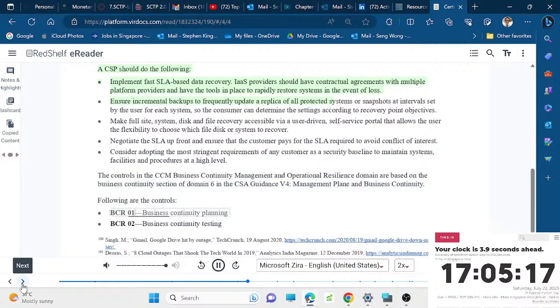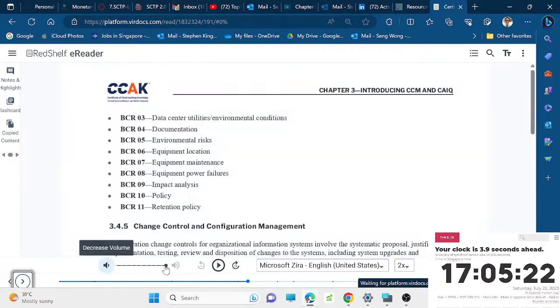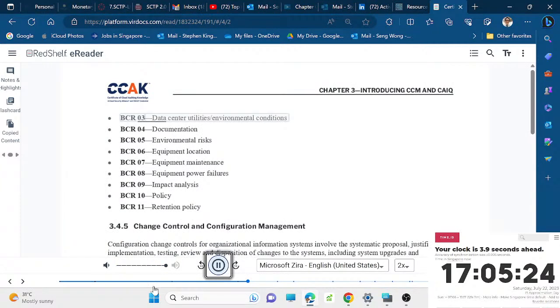Following are the controls: BCR01 Business Continuity Planning, BCR02 Business Continuity Testing, BCR03 Data Center Utilities/Environmental Conditions, BCR04 Documentation, BCR05 Environmental Risks, BCR06 Equipment Location, BCR07 Equipment Maintenance, BCR08 Equipment Power Failures, BCR09 Impact Analysis, BCR10 Policy, BCR11 Retention Policy.